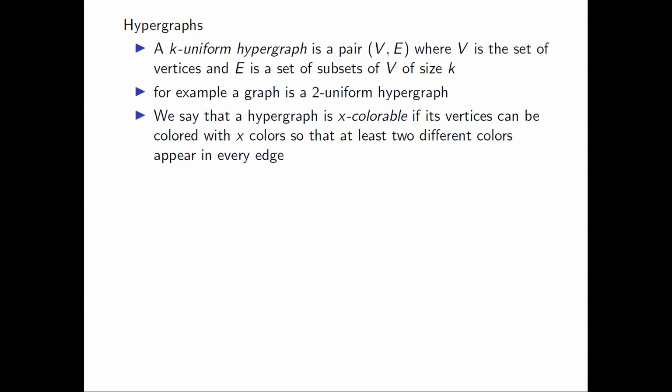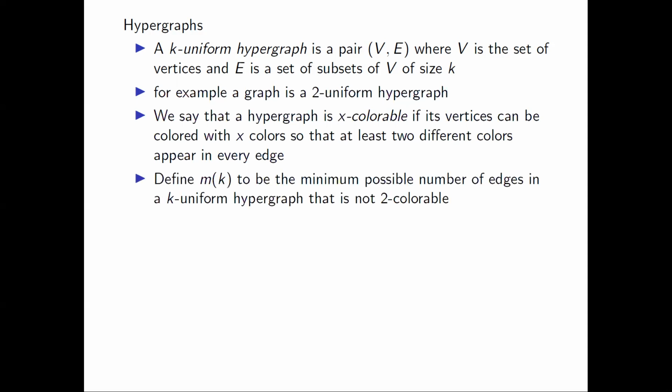Here's another term. We say that a hypergraph is 2-colorable if its vertices can be colored with 2 colors so that at least two different colors appear on every edge. In other words, the vertices can be colored with 2 colors so that there is no edge in which all vertices have the same color. So given this notion of 2-colorability, we can define an extremal function, m(k), to be the minimum possible number of edges in a k-uniform hypergraph that is not 2-colorable.